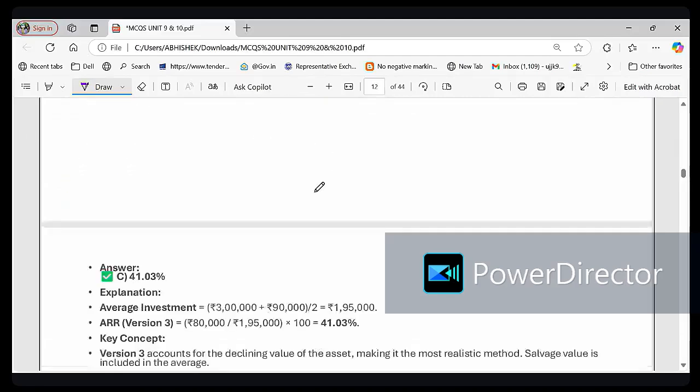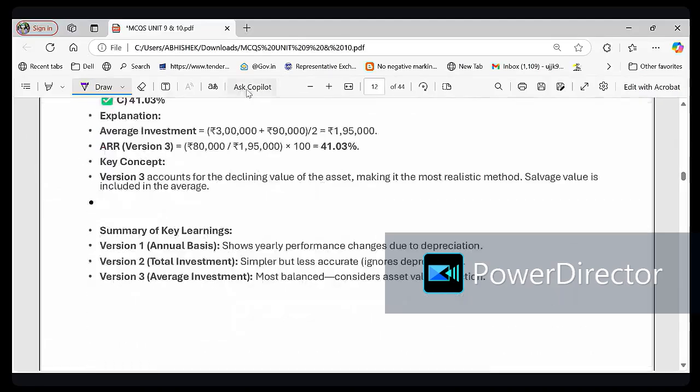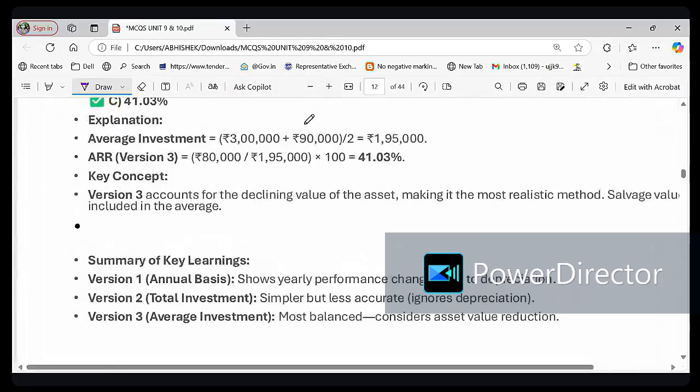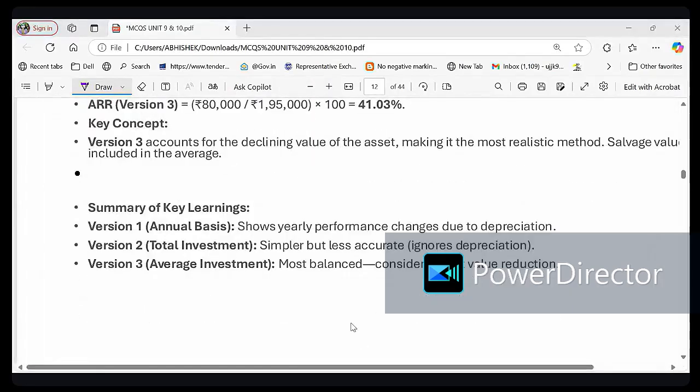Average investment basis. So right now, let's summarize the learning from the 3 ARRs. There are 3 versions of calculating the ARR. So version number 1 is the annual basis. Let me again write the formula. How did we calculate the ARR based on version number 1, that is on annual basis? What was the formula which we used?